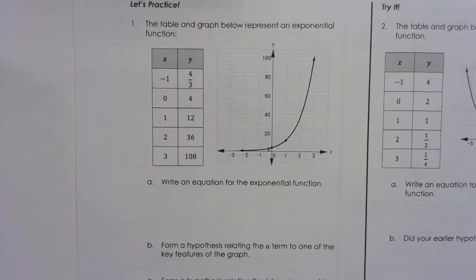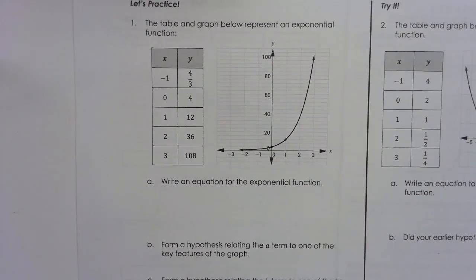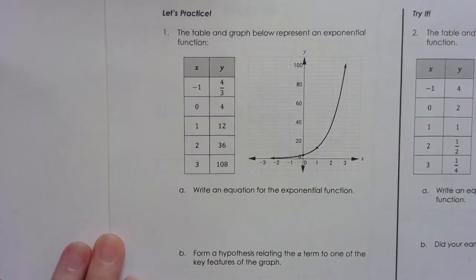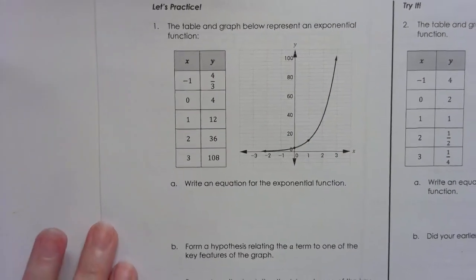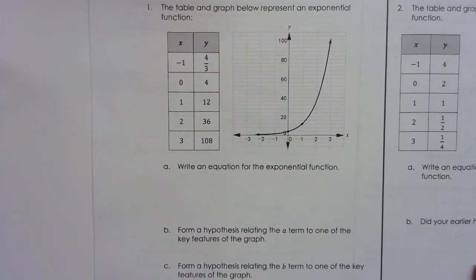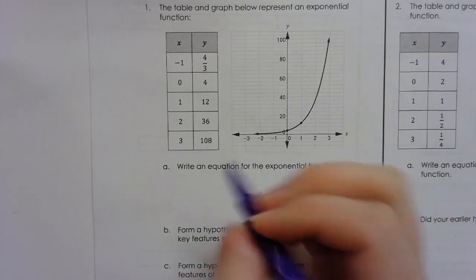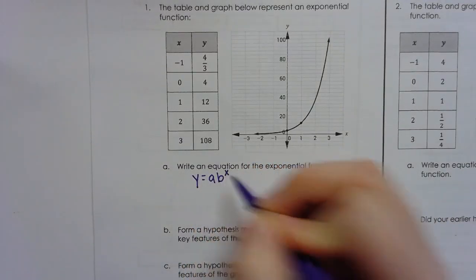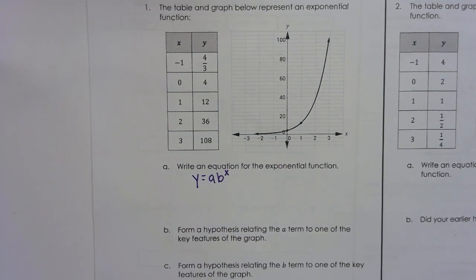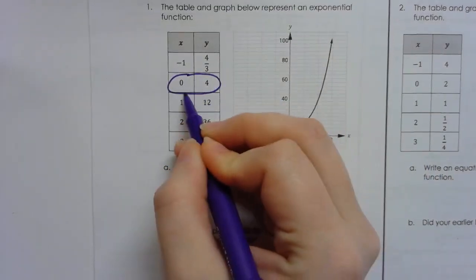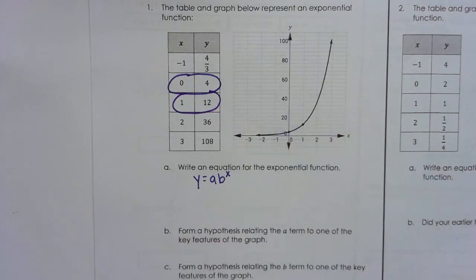So let's practice. Let's do one together, and then I'll let you try one on your own. So let's do this one first. The table and graph below represent an exponential function. Write an equation for the exponential function. So just like before, we're going to use y equals a b to the x, and we're going to pick 2 points. Again, remember, we should pick the point that's the y-intercept and the point that has 1.